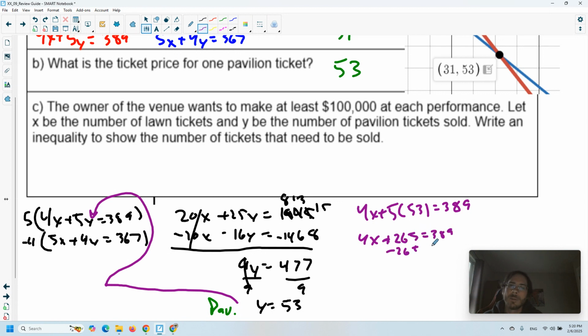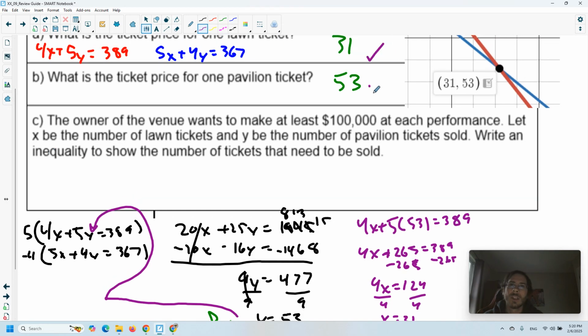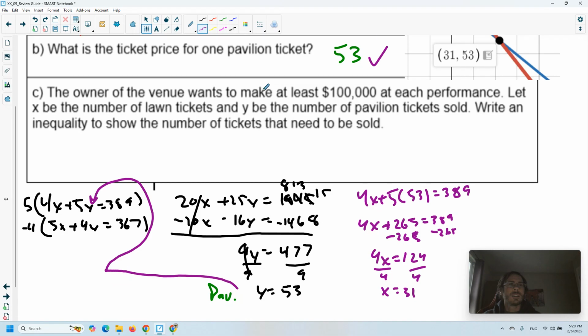minus 265 both sides. So 4x equals, so we're going to get 124. Divide both sides by 4, and look at that. We get x equals 31. So we've double checked them. Good thing we double checked them because we had the wrong answer before. So that's what we got for A and B.